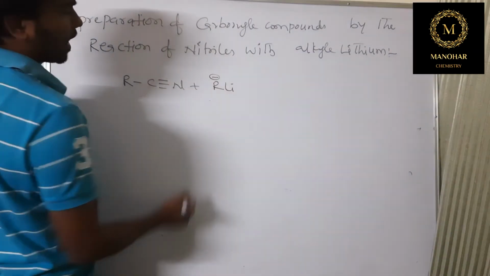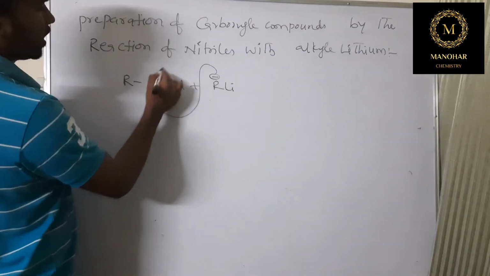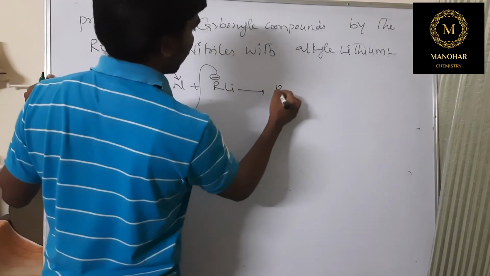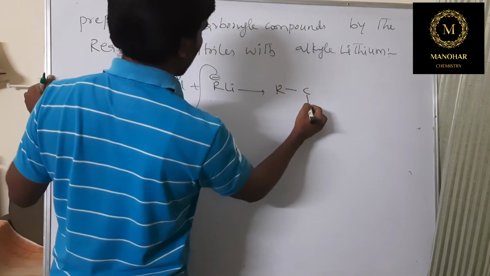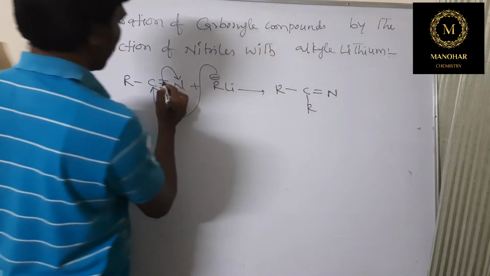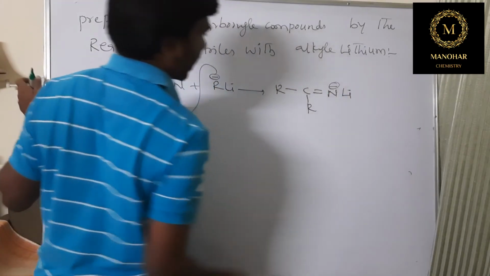Here this R will act as a nucleophile. This R will react with the carbon, and the bond will shift onto nitrogen. So it is going to form RC double bond with R, and the bond shifts onto nitrogen, so N minus and Li will form.